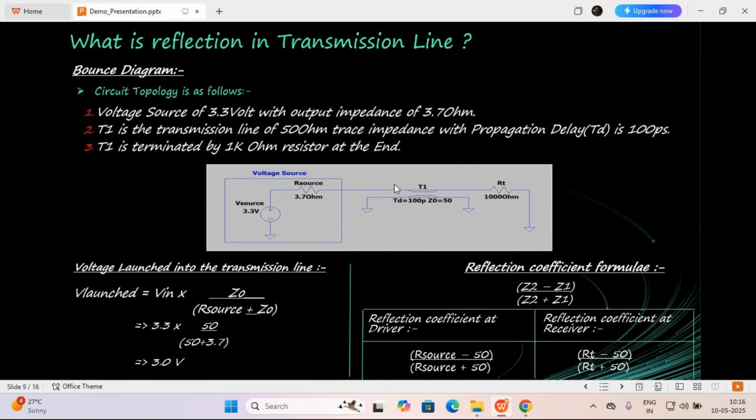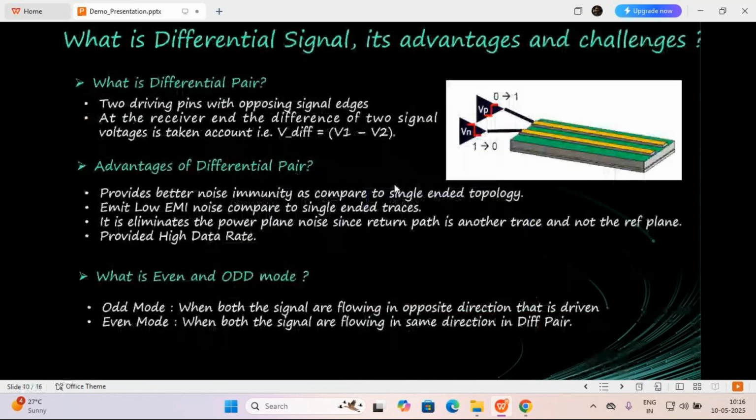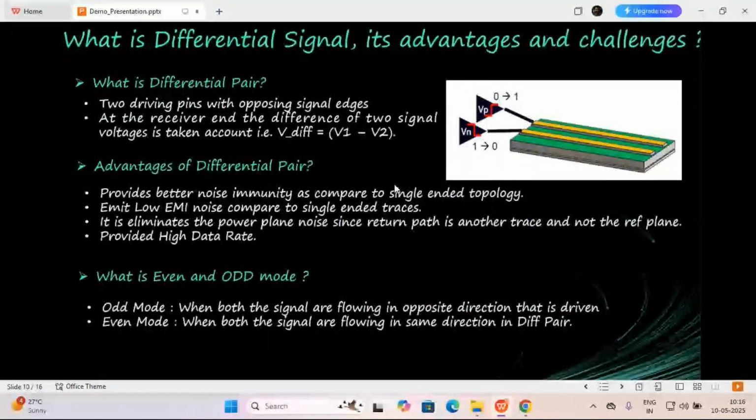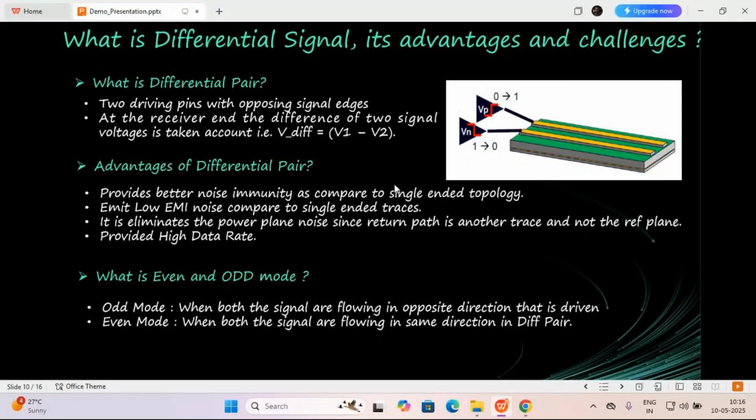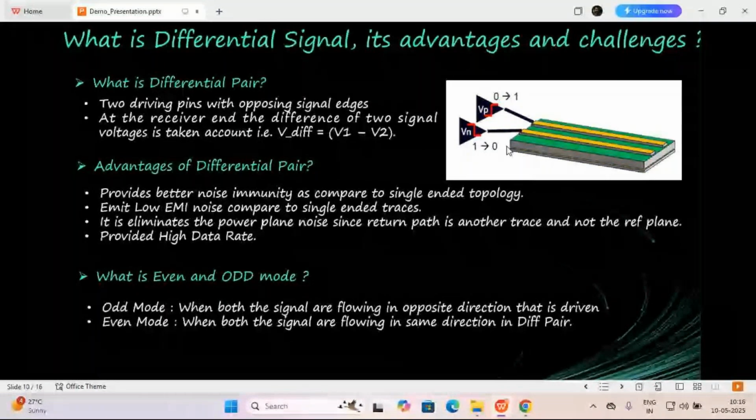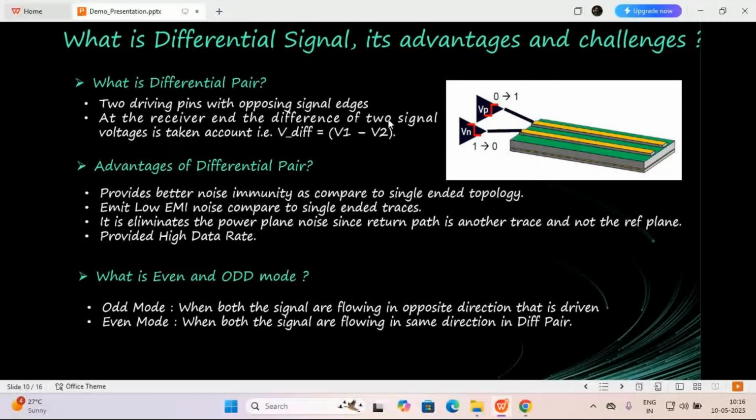The next topic is what a differential signal is, and what the advantages and challenges of a differential signal are. A differential signal is basically two driving pins with opposite signal edges. Two traces go side by side, each carrying the complement of the other. If logic 0 is going on one trace, logic 1 will be going on the other. The receiver takes the difference of both voltages, that is V differential equals V1 minus V2.